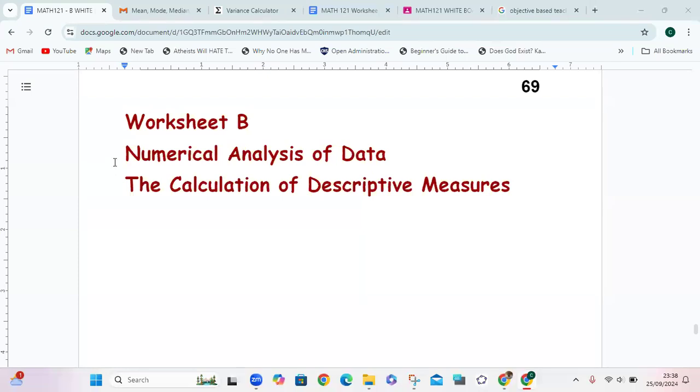So here we are reiterating that Worksheet B is about numerical analysis of data. That's what we're going to use the activity of Worksheet B to do, to learn about how to calculate descriptive measures.